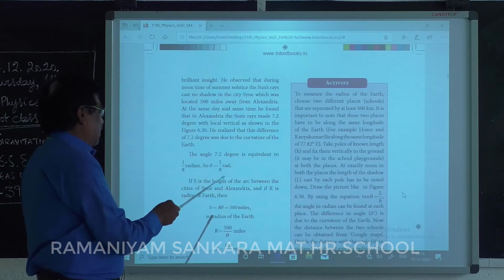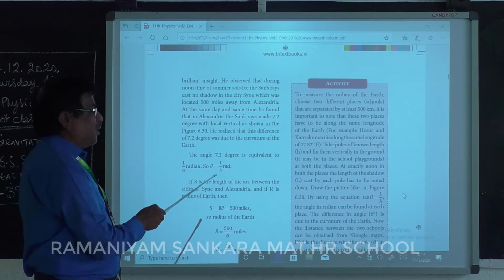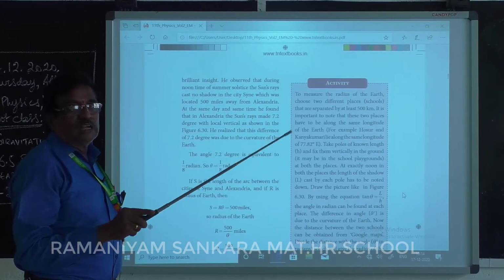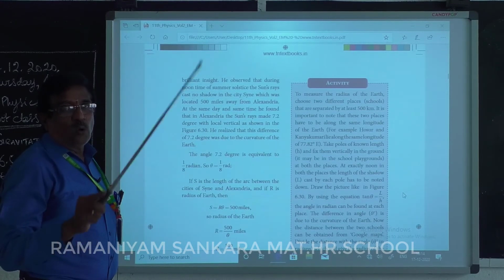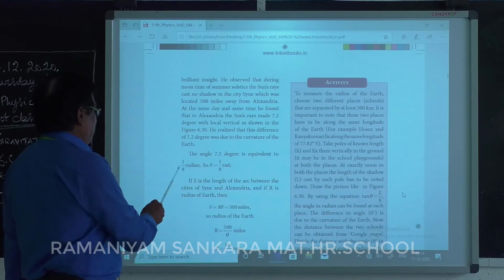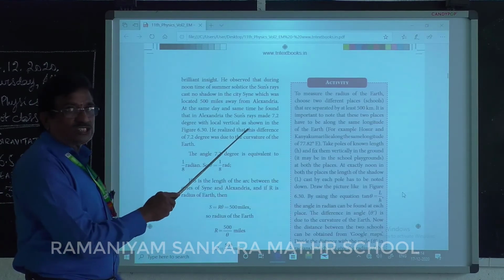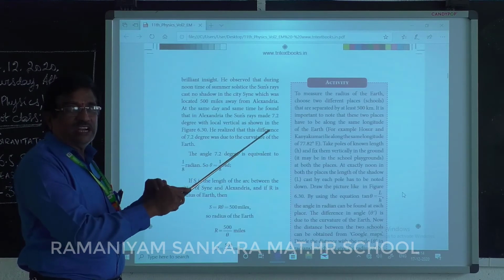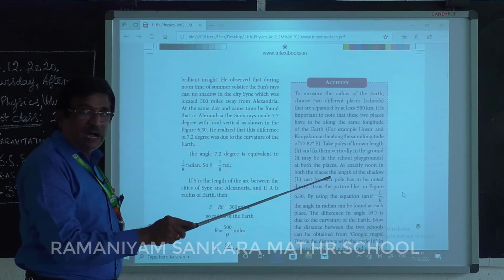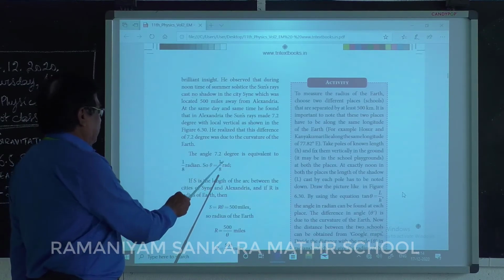Now use the formula. The angle 7.2 degree is equivalent to how many radians? For example, 360 degree equals 2 pi, 180 degree equals pi. So 7.2 degree by 180 gives 1 by 25 radian... Try to understand, you are studying mathematics: 180 degree equals pi radian. So 7.2 degree equals 7.2 by 180, which is 1 by 25 radian. So theta equals 1 by 25 radian.